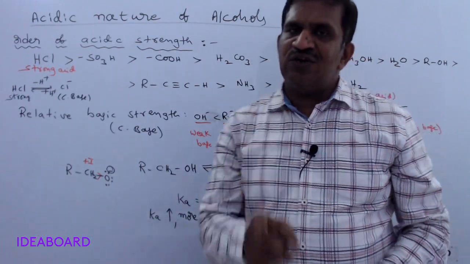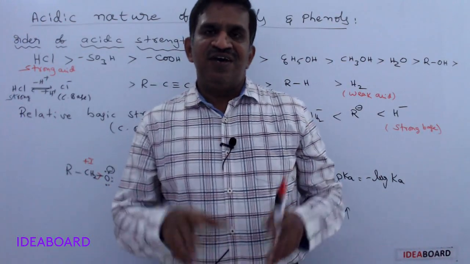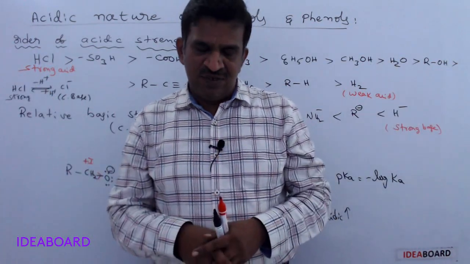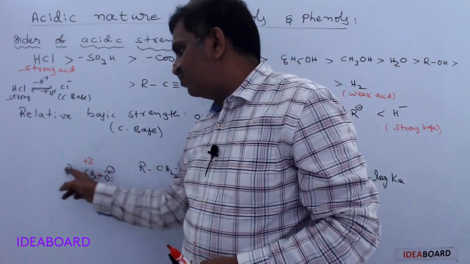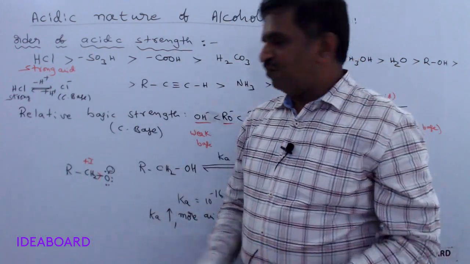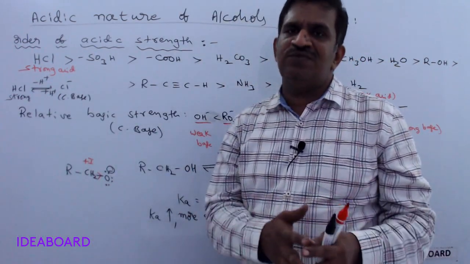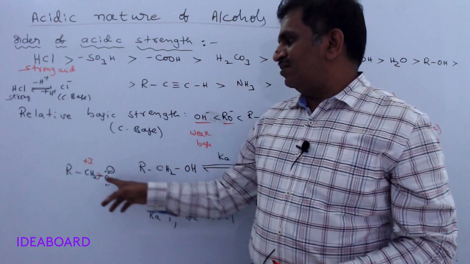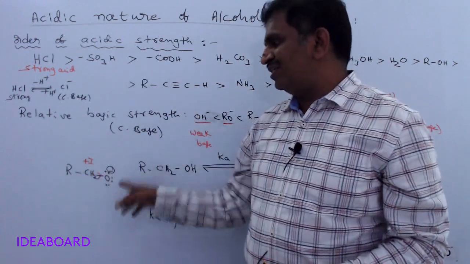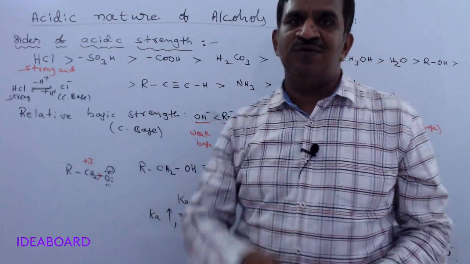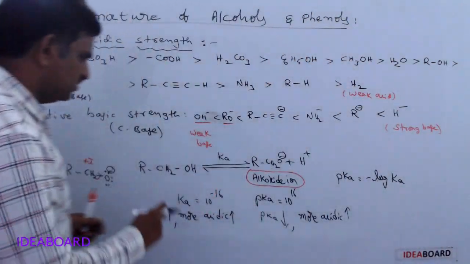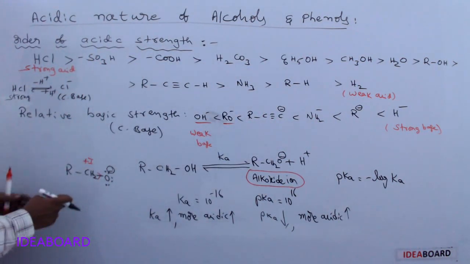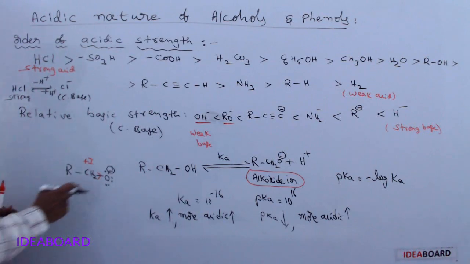Generally any charged species will be stabilized when the charge is spread or distributed throughout the molecule. When the negative charge is present, if it is distributed throughout the molecule, then it becomes stable. If positive charge is present, and it is distributed throughout the molecule, then it becomes stable. But here the negative charge is increasing on the same atom, so it becomes unstable. So alcohol's acidic nature depends on the stability of the alkoxide. Alkoxide ion stability depends upon the groups present on the oxygen atom.